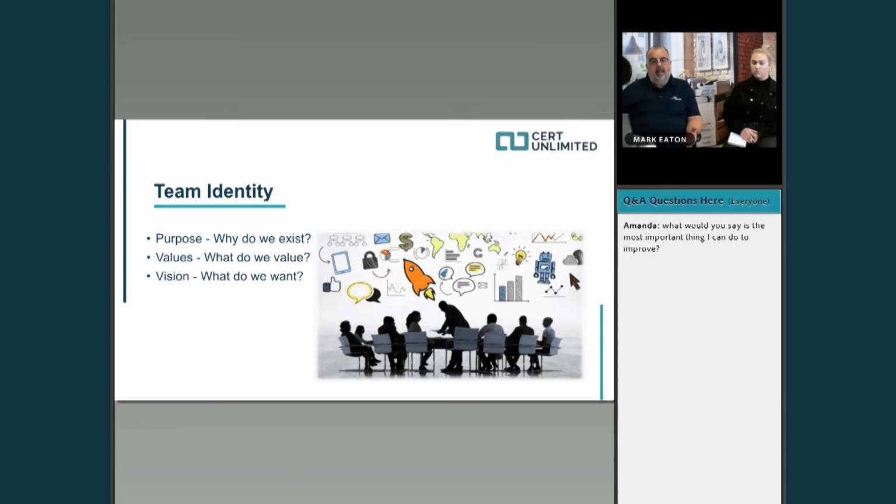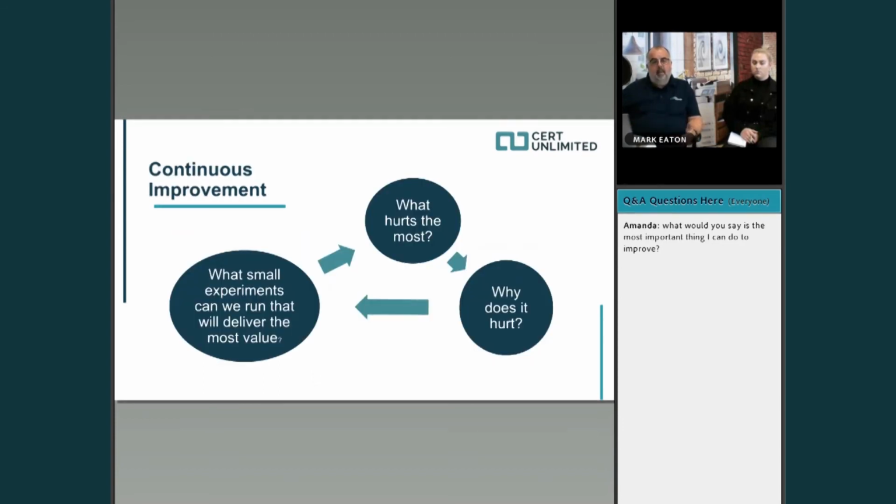So those were three things that we looked at, and it's all about continuous improvement, guys. This is taken out of our Scrum Master course, when we talk about impediments. When you've identified an impediment, what hurts the most? What's stopping you being productive the most? How does it hurt? Why does it hurt? And then do something to remove that hurt. Don't be scared if it actually makes it worse, because we can learn from it. Ask, how do we make it worse?